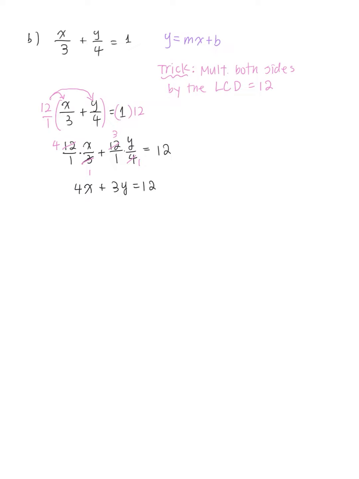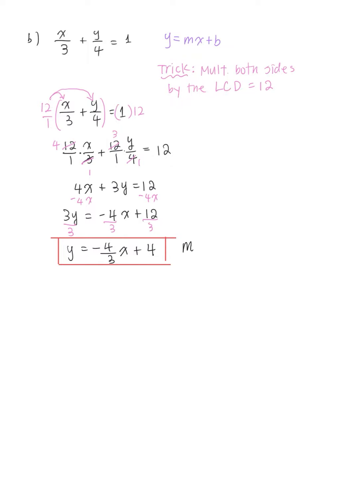Now from here, all you got to do is just solve for y. So we got this. First, let me subtract 4x from both sides. Then we get 3y equals negative 4x plus 12. Next step, solving for y, we have to divide everybody by 3 to get y equals negative 4/3 x plus 12 over 3, which is 4. So here, our slope is negative 4/3.